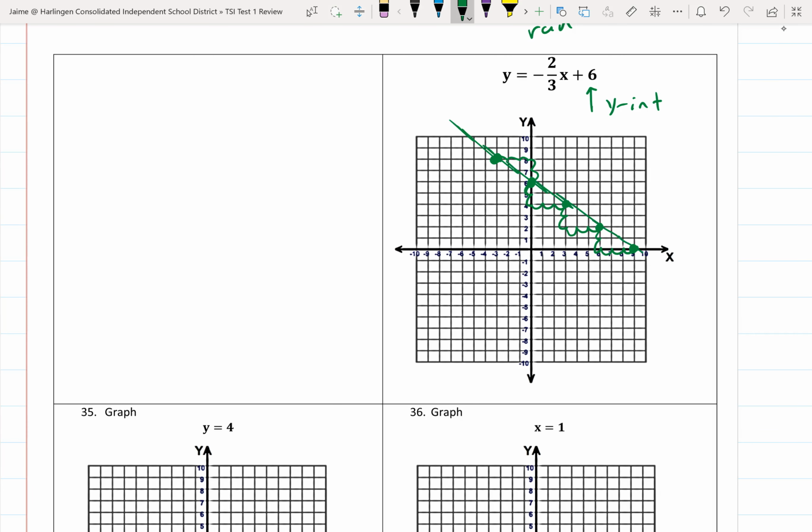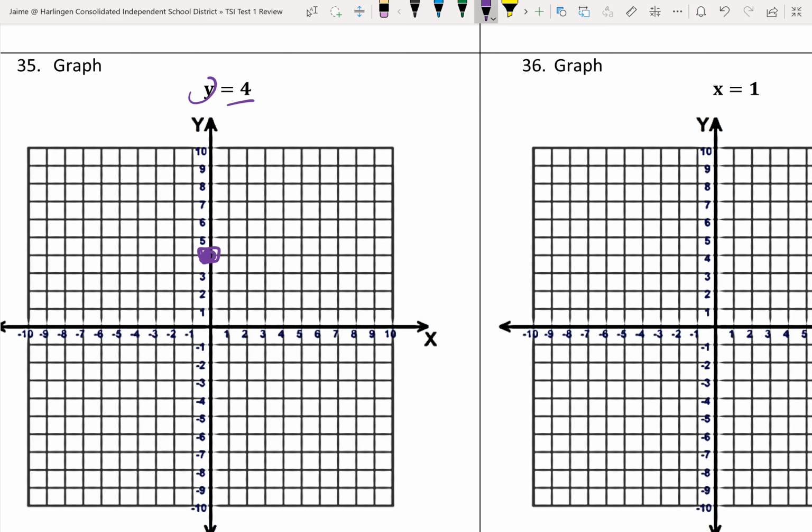Y equals negative 4. Remember the y line, go to the y-axis and make a dot at negative 4. Here's my negative 4. Make a big old dot there. Now remember that the y lines go horizontal, so then just make a horizontal line here. And you're done.